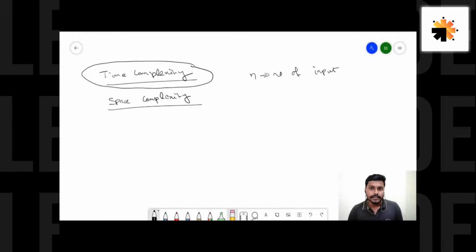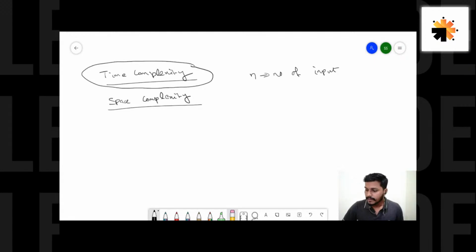Got it? So here, n is the number of inputs, to make it easier. So what is time complexity? It would give you an idea about the order of time the algorithm takes to solve the problem as the number of inputs increases. Basically, we are tracking the behavior of the algorithm as the number of inputs increases. Got it? So it shows the growth of the algorithm, guys. I hope this point is clear.